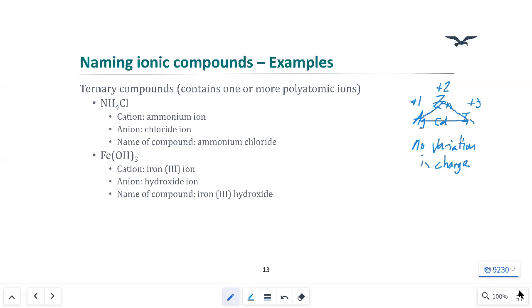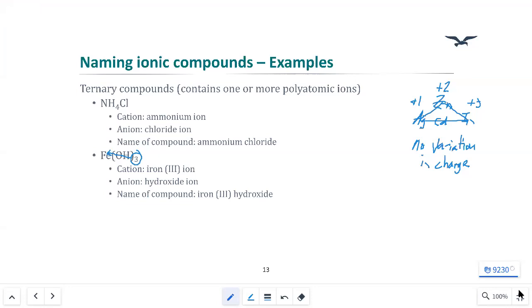So we have to recognize that the iron here is a variable charge. How do we get iron 3? Well, we have to recognize that the other substance here, the hydroxide, is a -1 charge. Since it is a -1 charge and there are 3 of them, the iron has to be +3 to match. So we can almost think of that as the opposite crisscross. So the crisscross rule works in both directions.